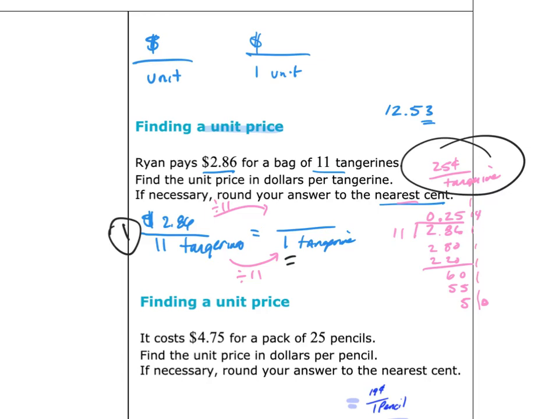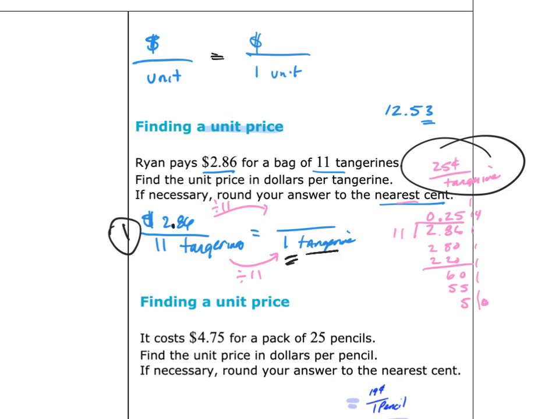Okay, guys, so already in the beginning of this, I tried to show you that you're always going to be setting rates that are proportional. You're looking at unit rates, and you're going to make it so you have a 1 on the bottom because it's 1 unit. How much does it cost for 1 unit? So if it costs you $2.86 for 11 tangerines, how much is it going to cost you for 1 tangerine?